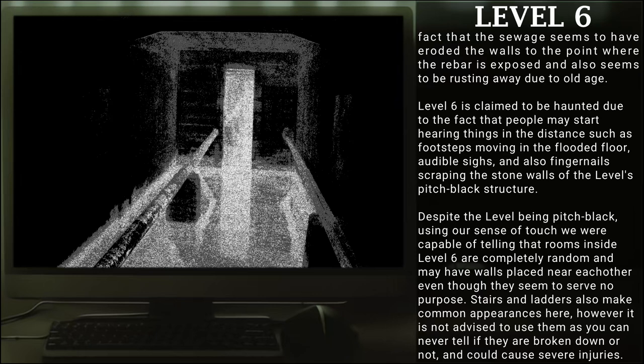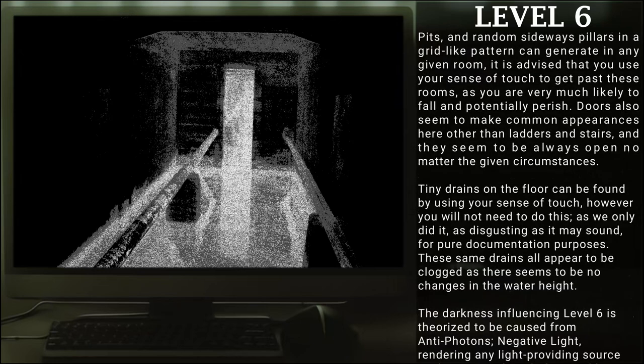pitch black structure. Despite the level being pitch black, using our sense of touch, we were capable of telling that rooms inside level 6 are completely random and may have walls placed near each other, even though they seem to serve no purpose. Stairs and ladders also make common appearances here. However, it is not advised to use them as you can never tell if they are broken down or not and could cause severe injuries.